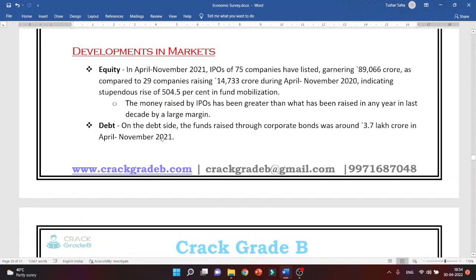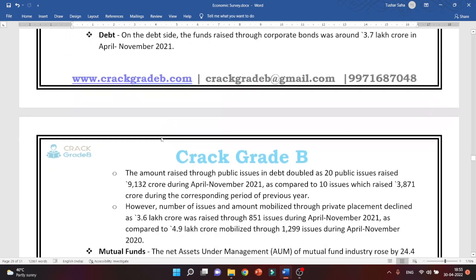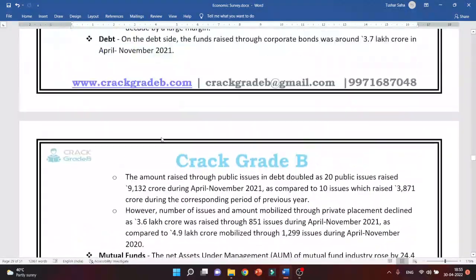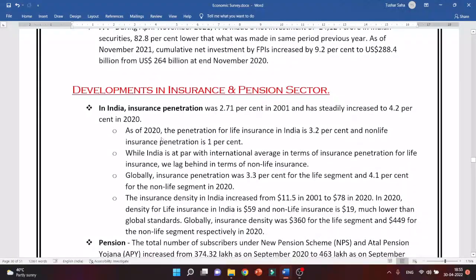Now, development in market. So equity, we have already seen that IPO of 75 companies garnered 89,066 crore as compared to 29 companies raising 14,733 crore during the same time last year, right? So you can say a drastic change in the equity sentiment of the country. In the same way, you can go for the debt, mutual funds, FPI and all.